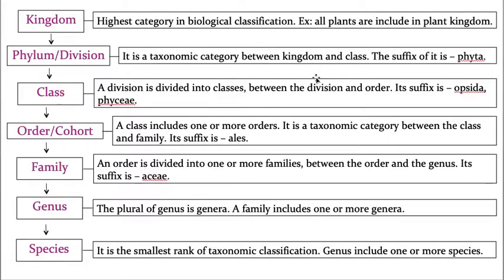Now the next one is class. This is a division, sorry, that means phylum is again divided into so many classes, and class is present between division, that means phylum, and order. It also ends with the suffix opsida or phyceae. Whereas order, a class includes so many orders. Order is a taxonomic category present between class and family, and it ends with ales. Whereas family ends with aceae. Okay, Liliaceae, Fabaceae, Solanaceae, Malvaceae, Caesalpiniaceae.